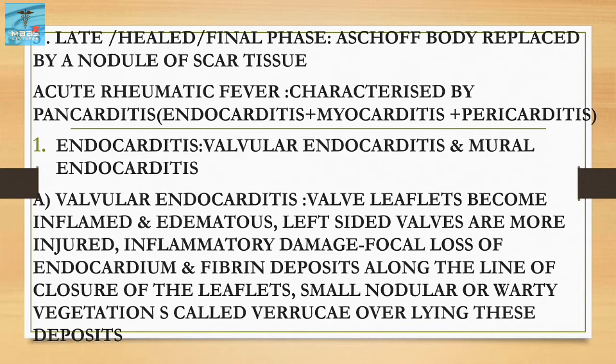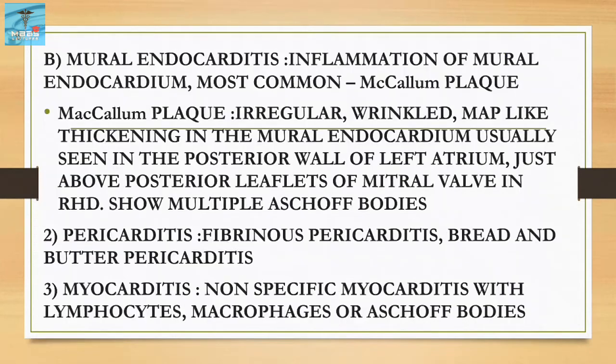Then the inflammatory damage leads to focal loss of endocardium and fibrin deposits along the line of closure of the leaflets. There are also small nodular or warty lesions or vegetations called verrucae overlying the deposits. Then mural endocarditis. Inflammation of the mural endocardium is less prominent than valvular lesions.